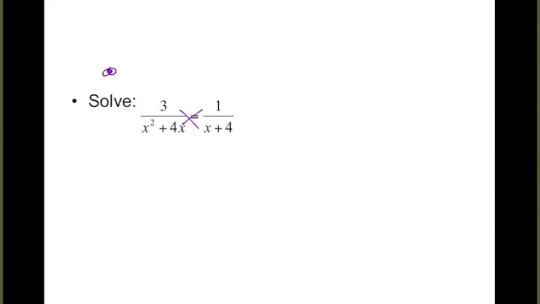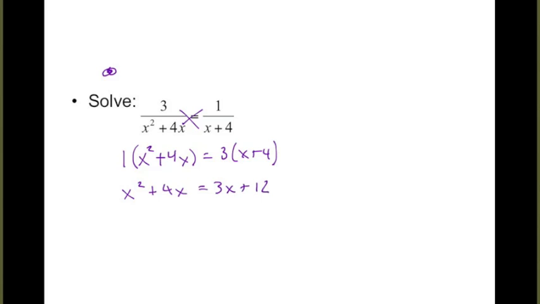Go ahead and try this last example. Okay, so I'm going to begin by cross multiplying. So I'm going to do 1 times x squared plus 4x and 3 times x plus 4. Going to distribute on both sides then. This turned out to be quadratic, so I'm going to get everything on one side by subtracting 3x and subtracting 12.